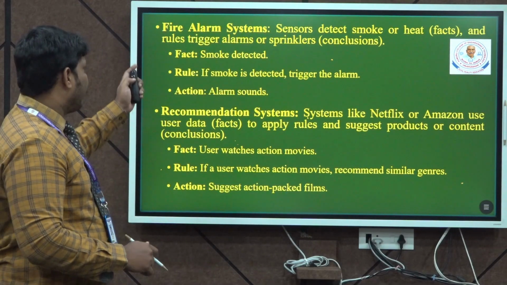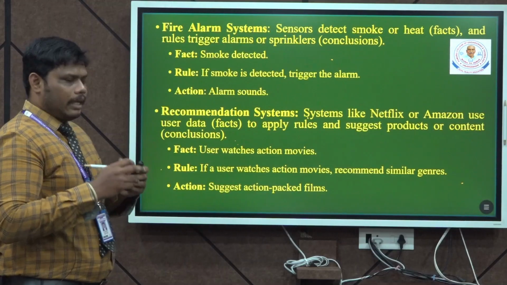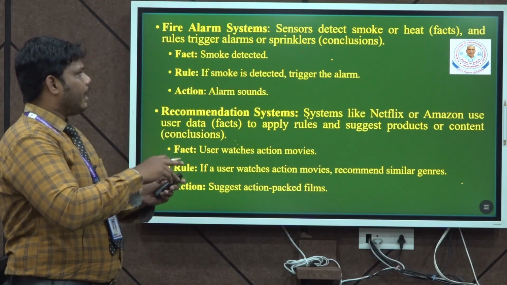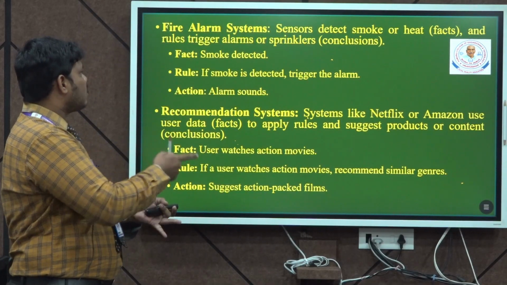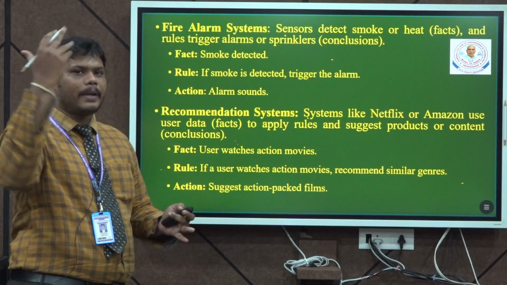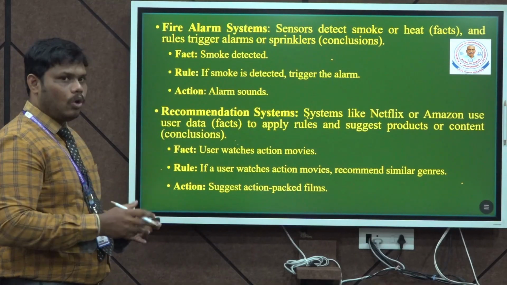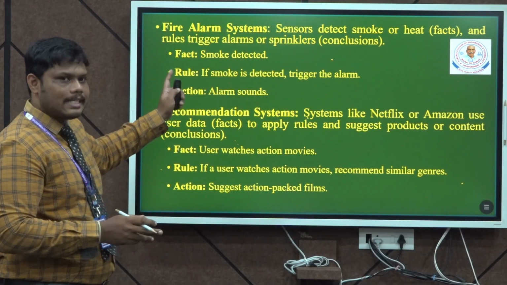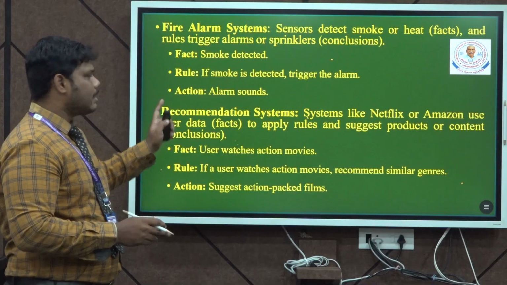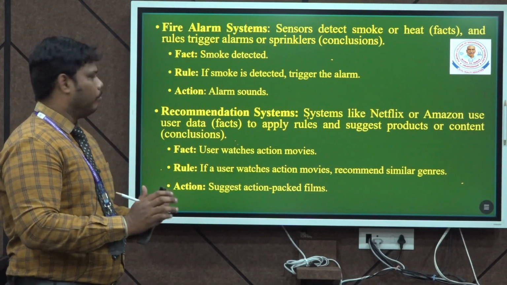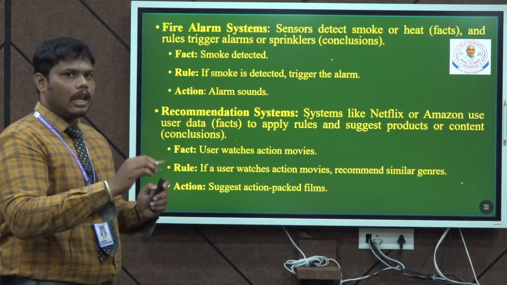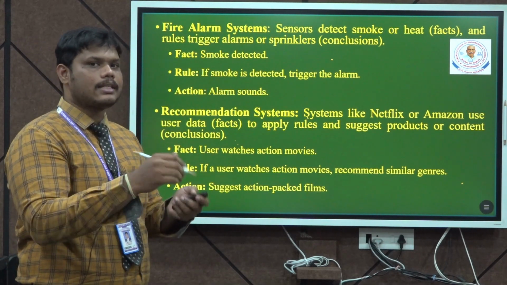Second example, the fire alarm system. Let us consider a sensor that detects smoke or heat. That's a fact, and the rules trigger an alarm or sprinklers. That's a conclusion. So the fact is smoke has been detected. Second, the rule is if smoke is detected, then we have to trigger the alarm. So the action is the alarm can sound or the sprinklers can turn on.